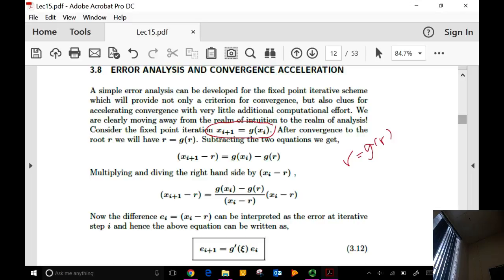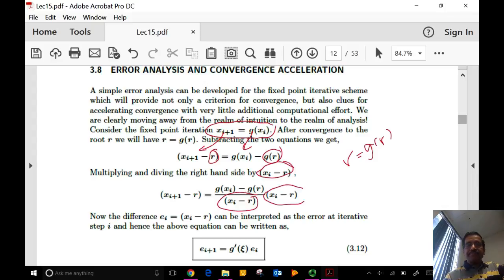On this side I subtract r, this side I subtract g(r), because they are the same at convergence. So I start from this equation, and I subtract the same quantity on both sides, and then I divide by x_i minus r and multiply. So I'm not changing anything. The reason I'm going through these manipulations is to learn something about when this iterative sequence will converge, when it will not converge. Now I can interpret this difference as what?